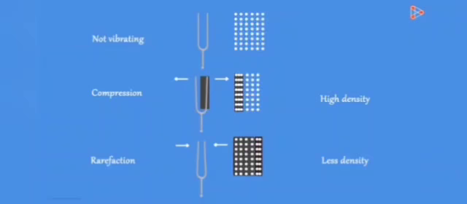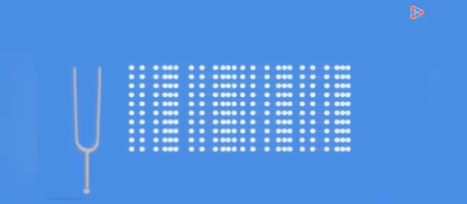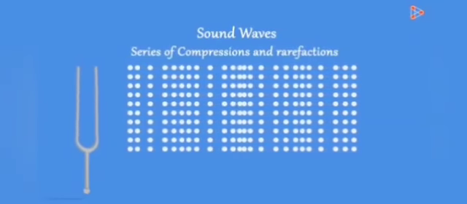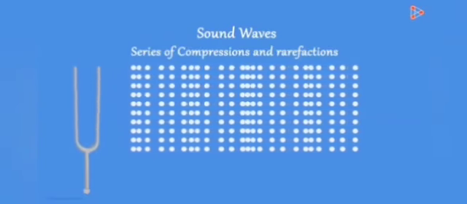As it continues to vibrate, we get a series of these compressions and rarefactions. This continuous sequence of compressions and rarefactions is what we call sound waves. Yes, the sound waves travel in the form of compressions and rarefactions. Instead of the tuning fork, if we take any other source of sound, say the speaker, then the sound waves generated by this object will also travel in the form of compressions and rarefactions.